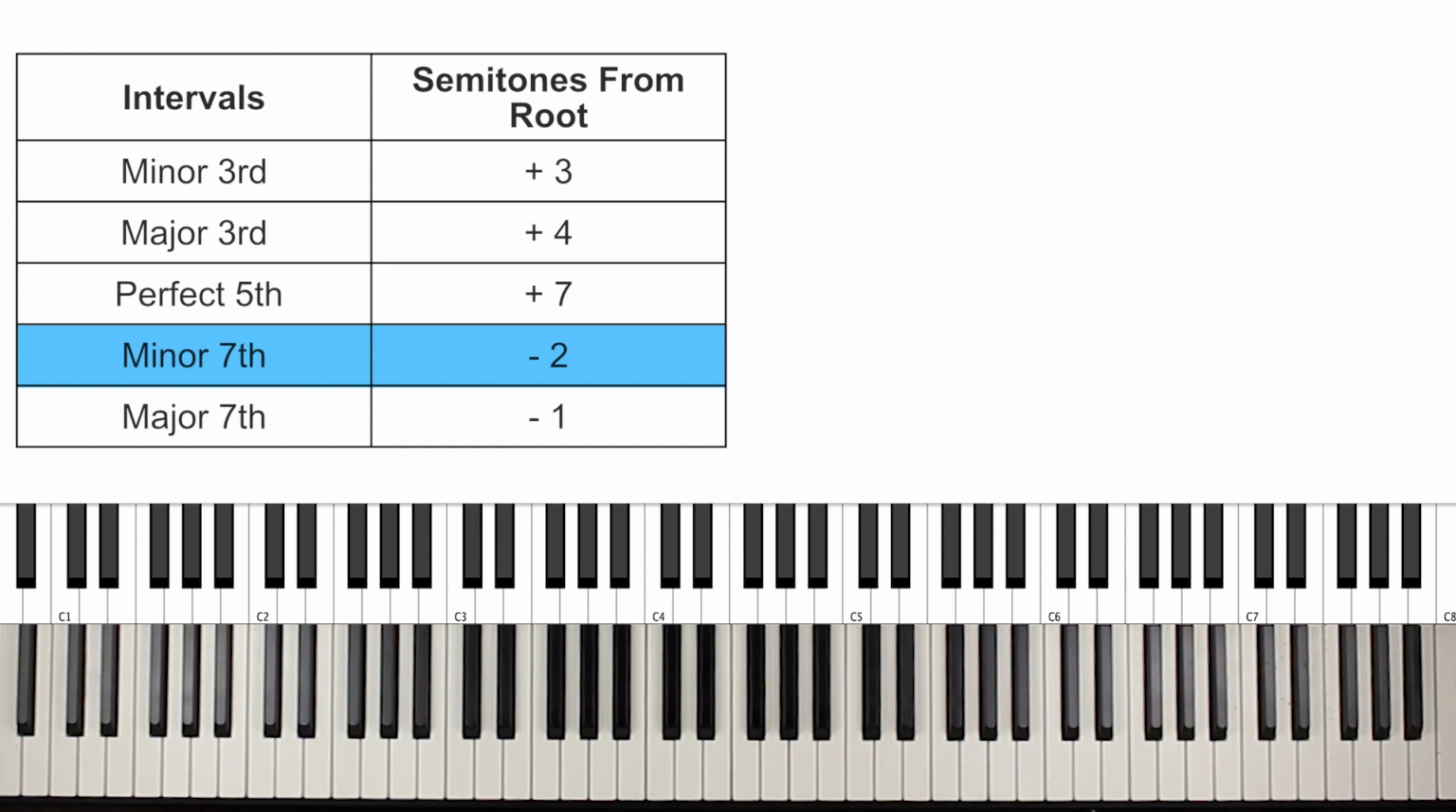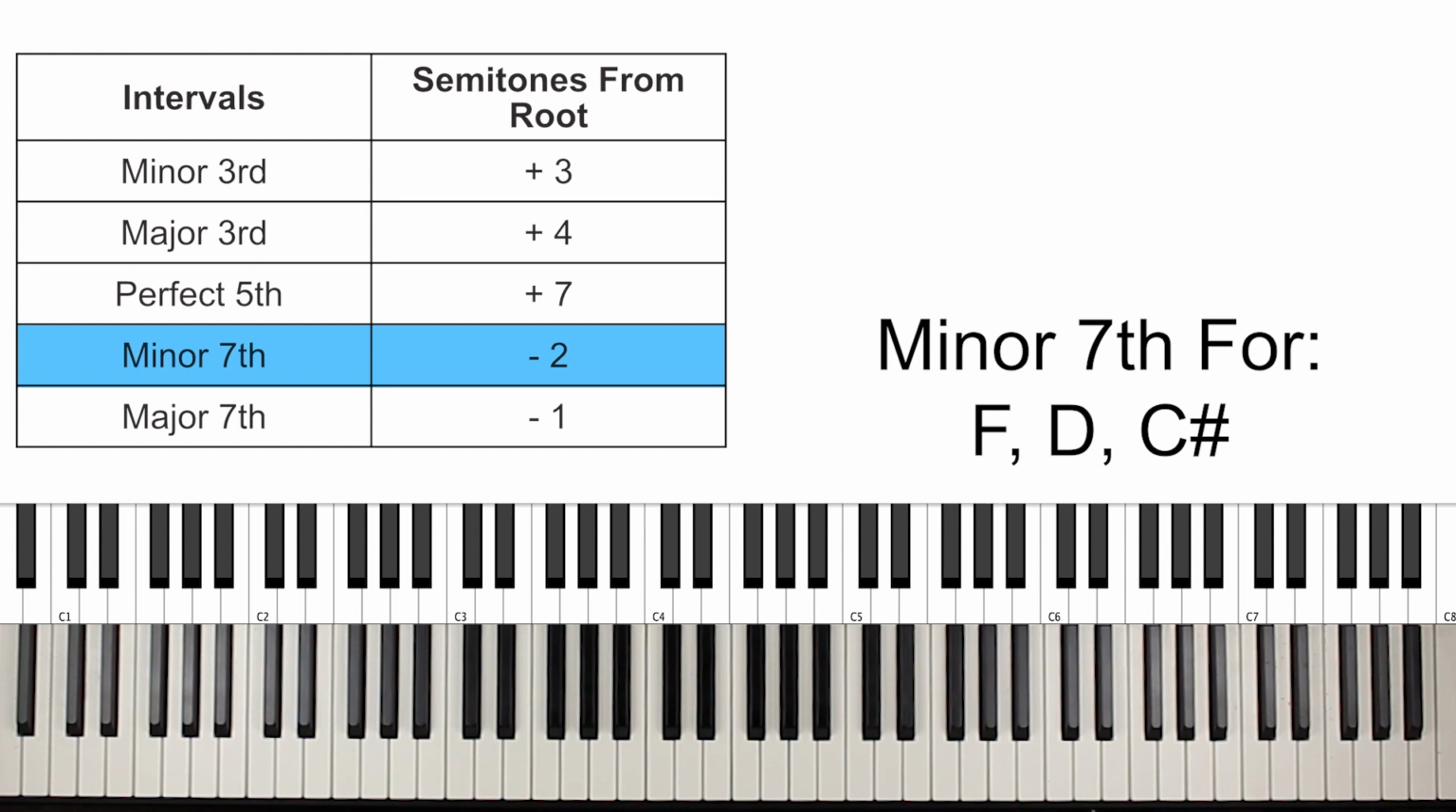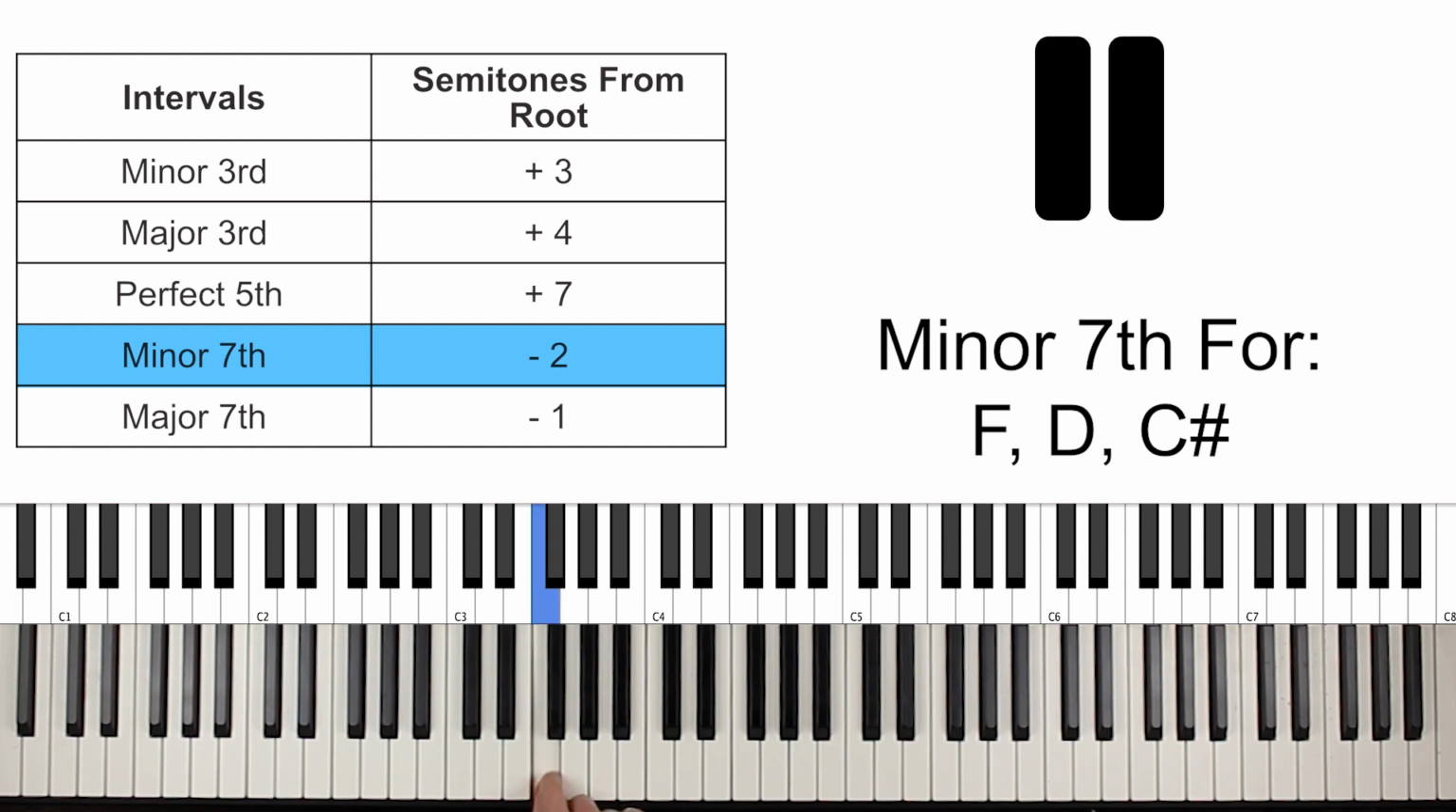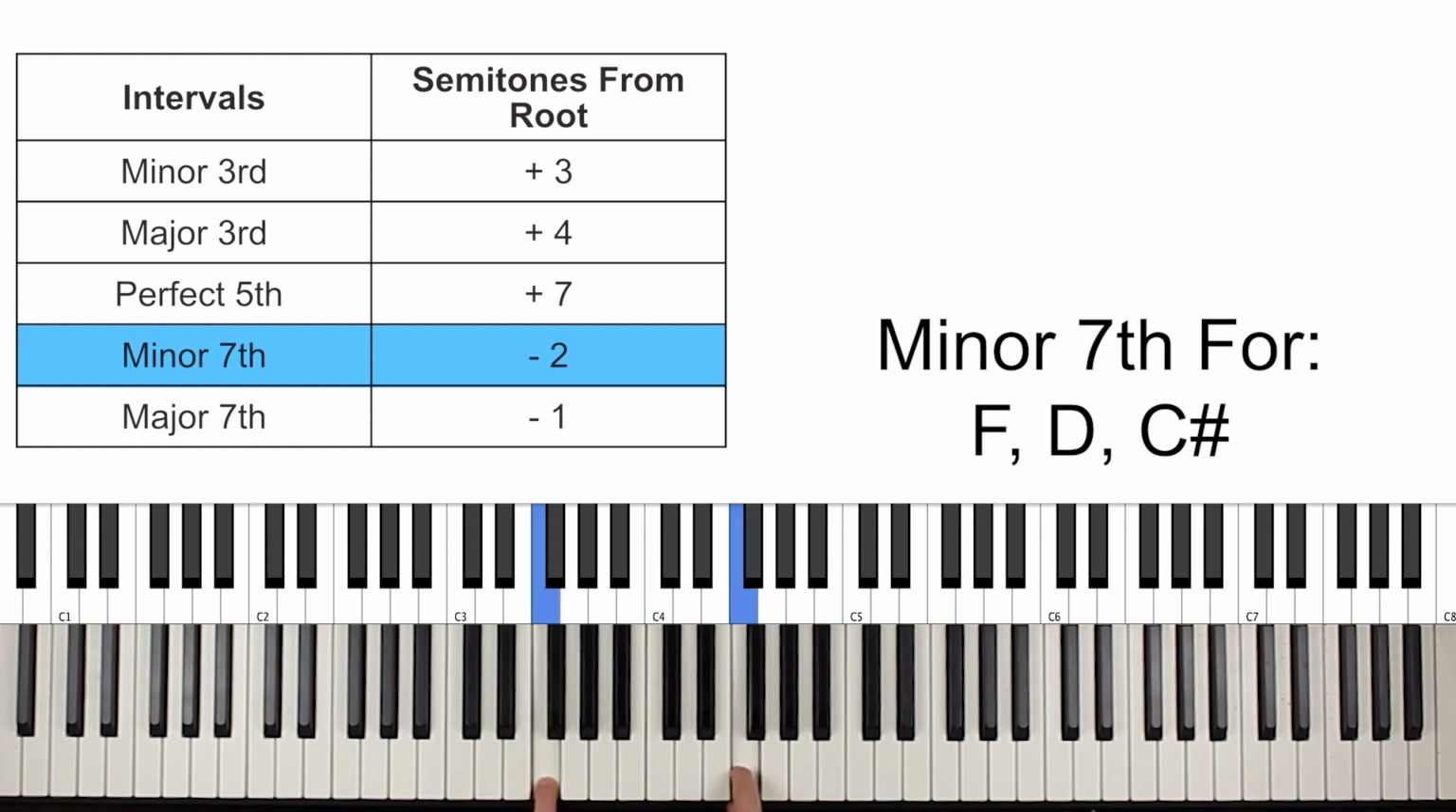So let's find the minor seventh for F, D, and C sharp. So for F, we jump up to this F up here and count down 1, 2. The minor seventh is E flat. For D, we jump up to this D up here and count down 1, 2. The minor seventh is C. And for C sharp, we jump up to this C sharp up here and count down 1, 2. The minor seventh is B.